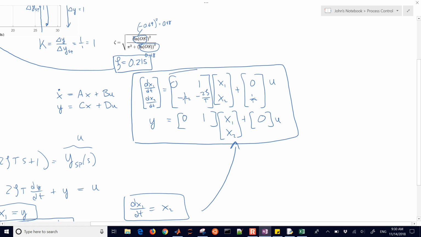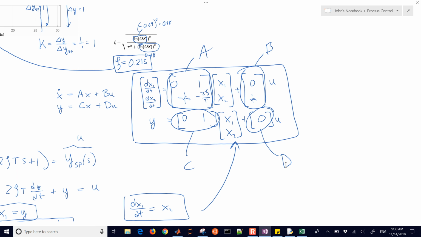This is going to be matrix A. This is going to be matrix B, matrix C, and then matrix D. So I guess the question is, why would we want to get it back into state space form versus Laplace transforms? And I guess the answer to that is that these are equivalent systems.